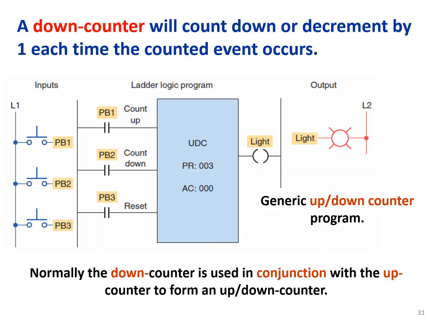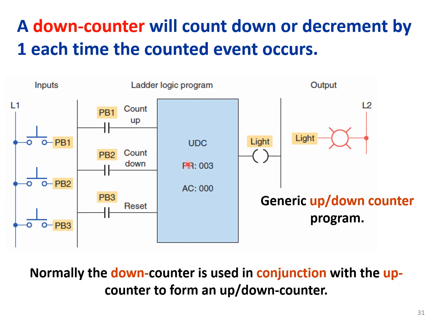Down counter. A down counter will count down or decrement by 1 each time the counted event occurs. So it works almost the same as an up counter, but it's opposite. Yes, so instead of incrementing the accumulated value, we could decrement the value.